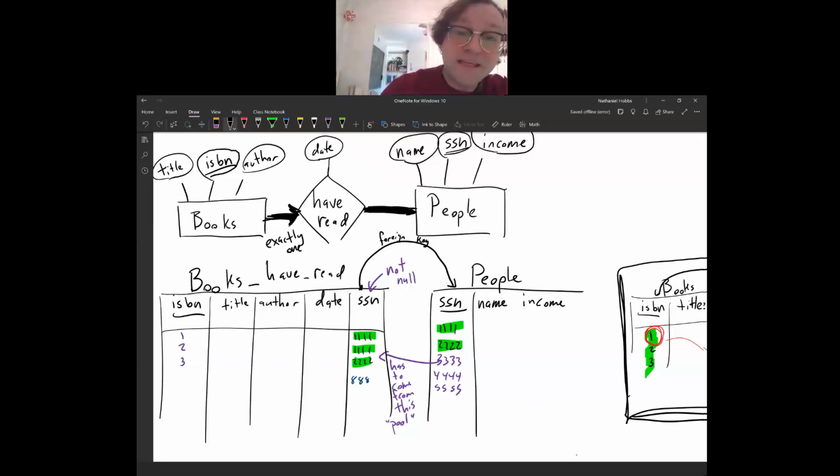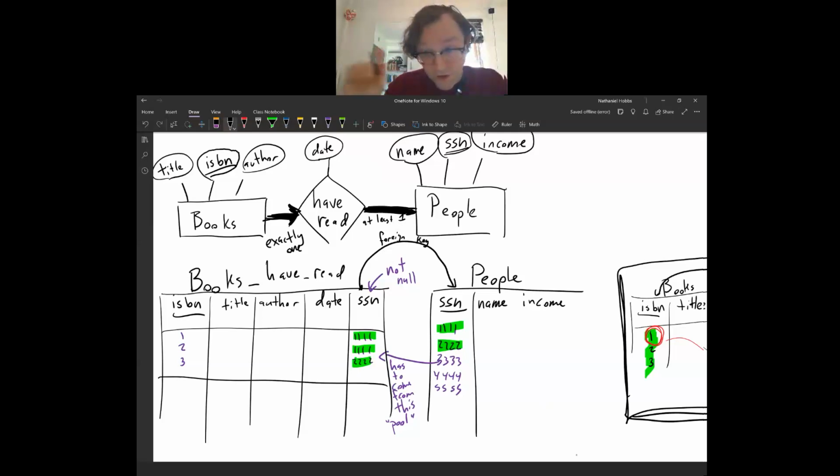Where the thick line is at least 1, which means that a person must have read at least 1 book, but they might have read more than 1. In this case, each of our 3 books, books 1, 2, and 3, have been read once. All of them have been read by 1 person. Books 1 and 2 happen to have been read by the same person, but that's okay.